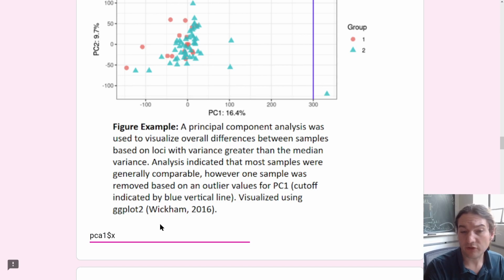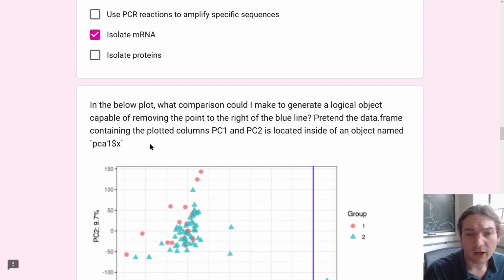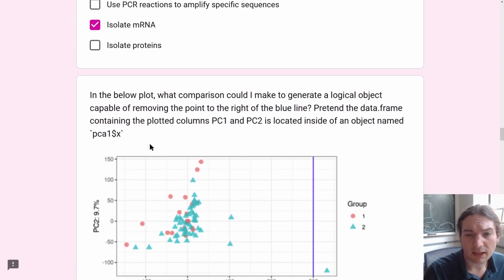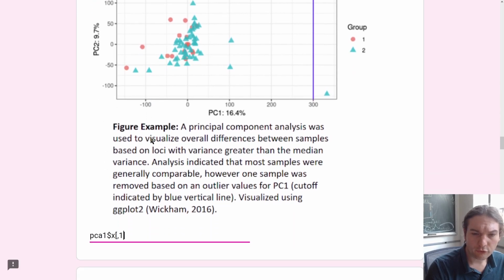PCA1$x. I need to first extract that data frame. Then I need to extract the first column. I could also have, assuming it was made by prcomp, done this, where I was extracting it by name.